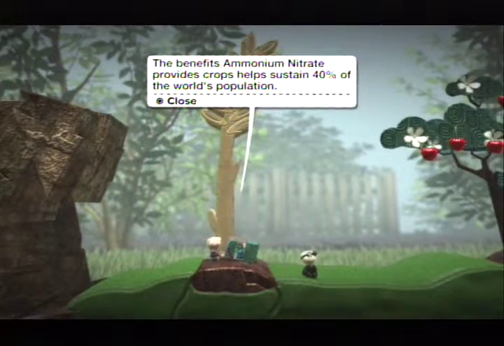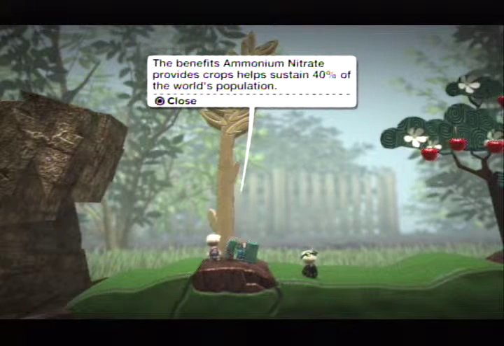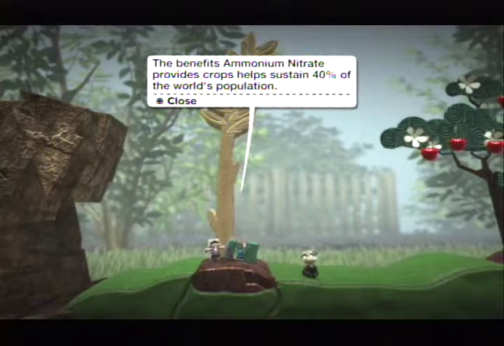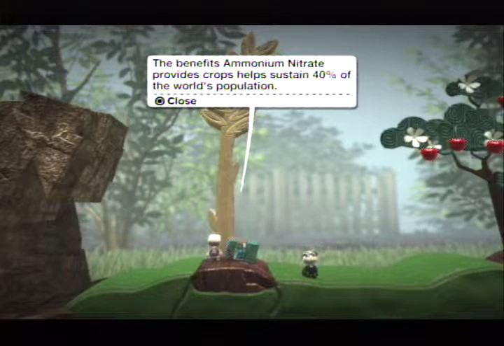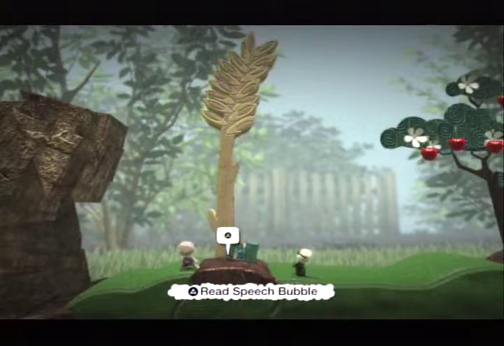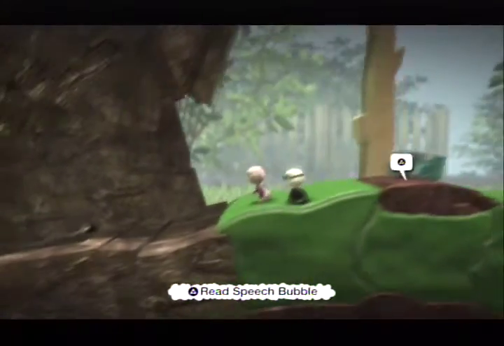Now, this little blurb may seem, I don't know, dramatic. Ammonium nitrate, 40% of the world's population. But really, without ammonium nitrate used in fertilizer, it'd be very hard to grow crops. I mean, corn and wheat are two huge crops just in the U.S. alone, and so really, ammonium nitrate plays a huge part in our world every day, and that's why it's so important. But it has other uses besides agriculture.